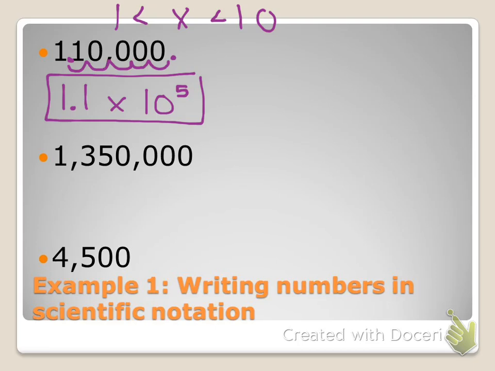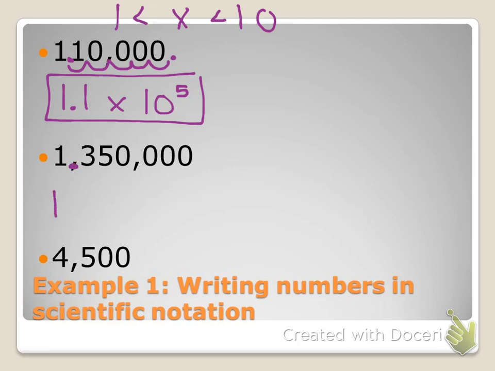Now on 1,350,000, does anybody think that they know where my decimal needs to go to give me a number between 1 and 10? Where would I need to move my decimal? Between what two numbers? Anybody think they know? Stephen? 1 and 3. Very good. Between the 1 and the 3.